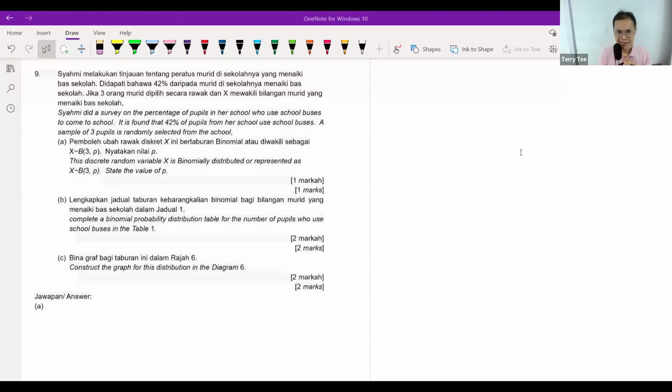Okay, very simple. P is your probability of success. And when they say 42% use school bus, then your P is just 0.42. Yeah, just write that. State means just give the answer.